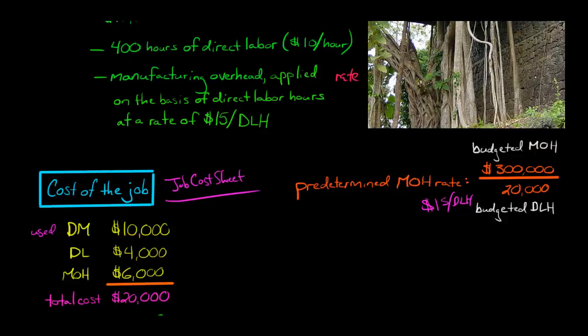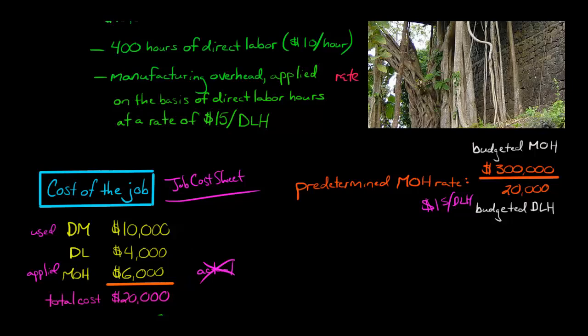And then we had the manufacturing overhead. This is the manufacturing overhead that is applied. Okay, this is not the actual manufacturing overhead. Okay, this is the applied manufacturing overhead. And we said that is applied on the basis of direct labor hours, and there were 400 direct labor hours, $15 a direct labor hour. So 400 times 15 is $6,000. So the total cost of this job is $20,000. That's just adding up the $10,000, the $4,000, and the $6,000.